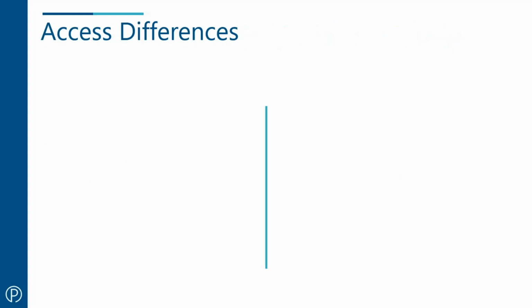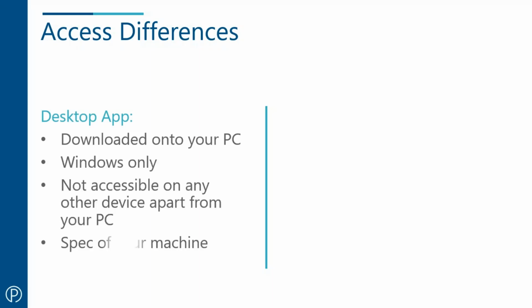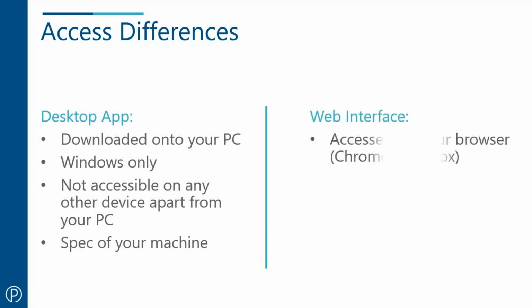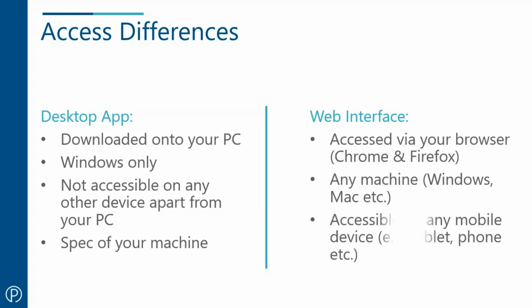So I just wanted to make it clear how you go about accessing each of the platforms, the differences in terms of how you log in. So for the desktop app, you download it onto your PC. I've explained that earlier. But conversely, with the web interface, you access it via your browser. And I've noted here Chrome and Firefox, as we're currently only supporting these two browsers. Most of our customers use Chrome, pretty much everyone these days is using Chrome, but Firefox as well, if you did use that.